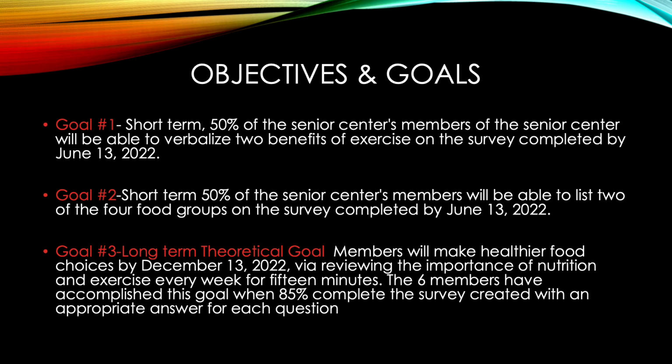So my objectives and goals include the short-term goal that 50% of the seniors would be able to complete the survey, and they would be able to complete it accurately, meaning 50% of them would be able to verbalize 2 benefits of exercise. My second short-term goal was that 50% of the members would also be able to list 2 of the 4 food groups that we have.